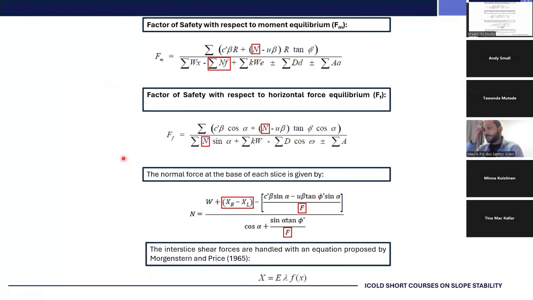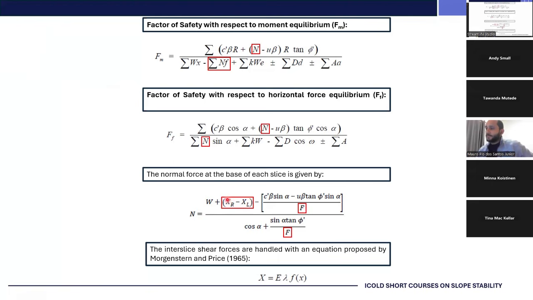So you have to come up with some assumptions. And the first methods came up with the assumption that the intra-slice shear force was zero. That means that you don't have shear between different slices, you just have slices that don't have contact between them, and that simplifies the equation a lot.